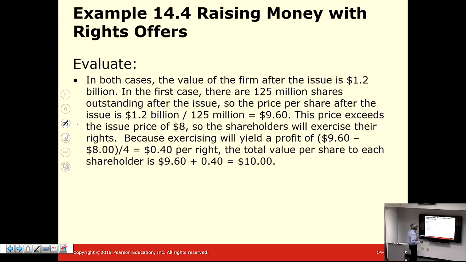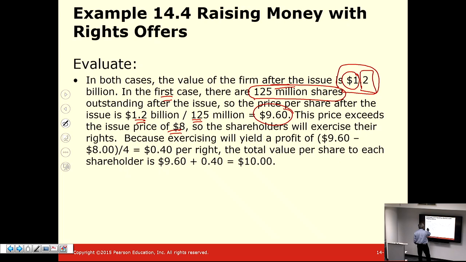So in both cases, the firm, after the issue, will be the 1 billion that it initially had, plus the 200 million that it now added. So the firm's value would be $1.2 billion. It had initially 100 million shares. It now has 25 million additional shares in the first case. So that means $1.2 billion at 125 million shares is $9.60.